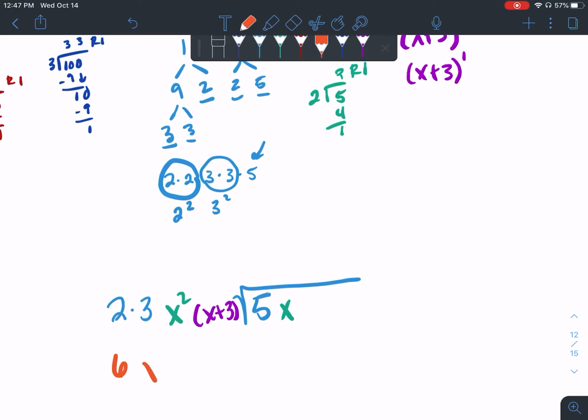So our final answer for this one then would be 6x squared times x plus 3 times the square root of 5x.